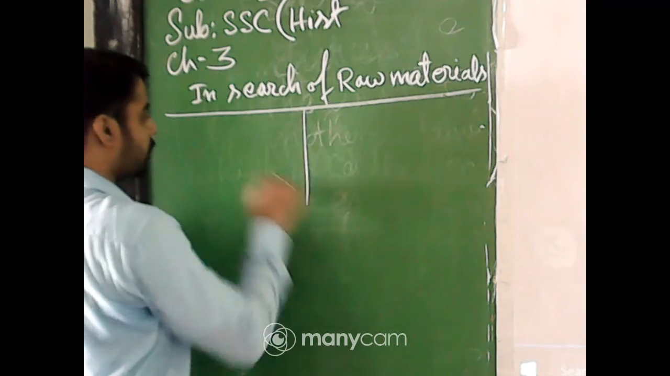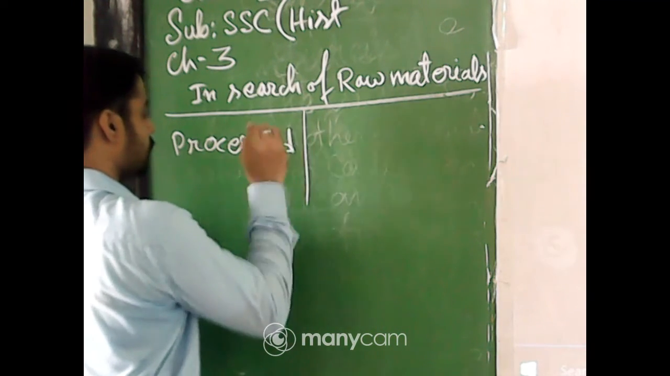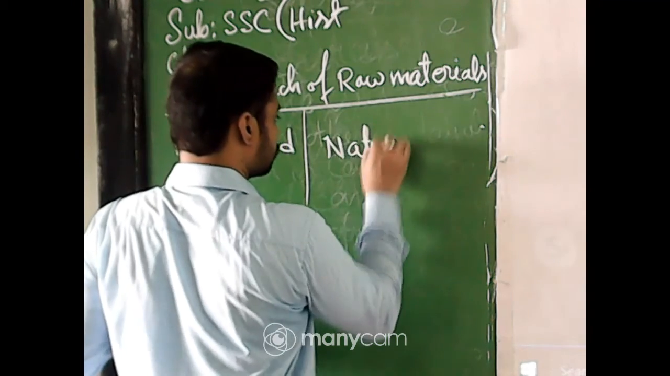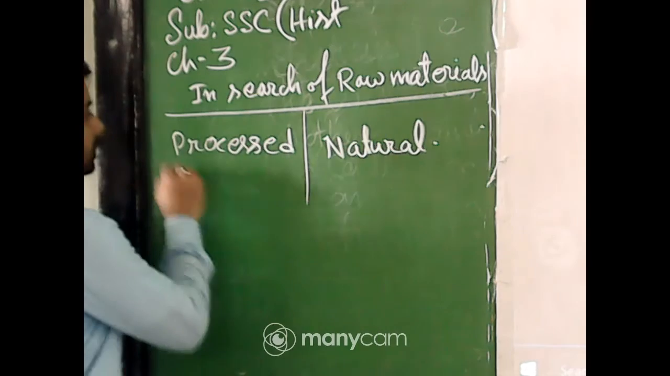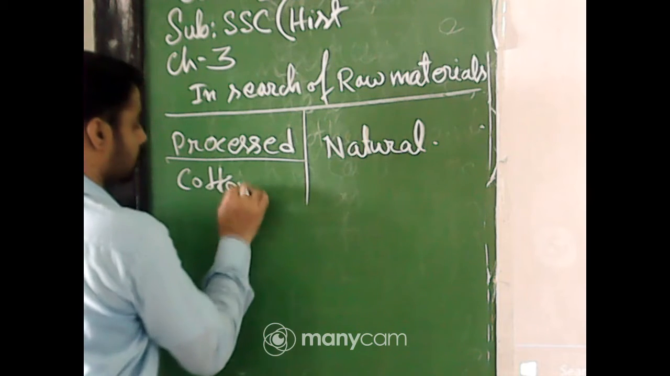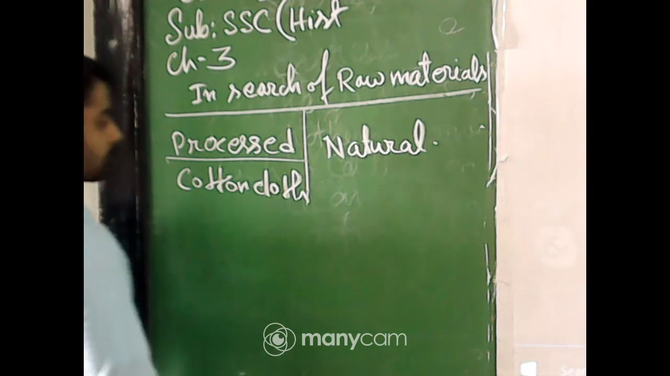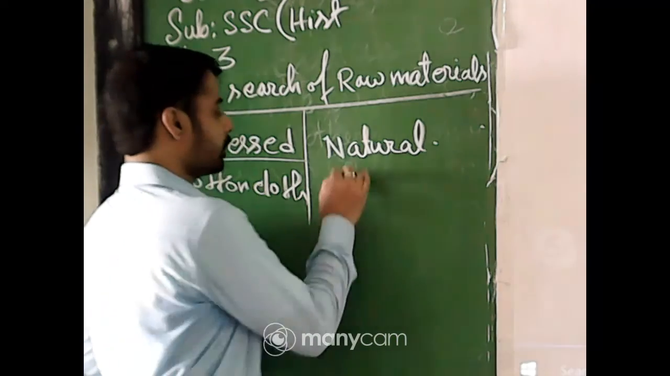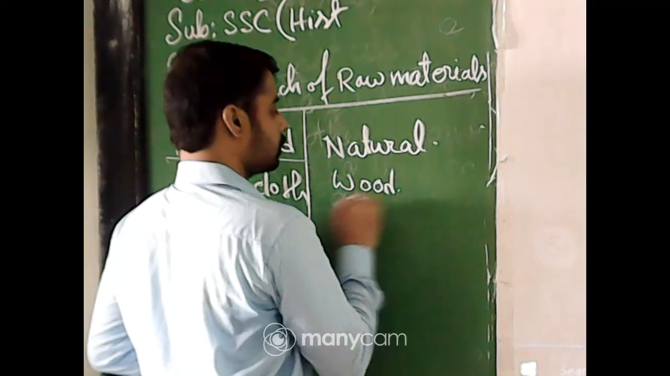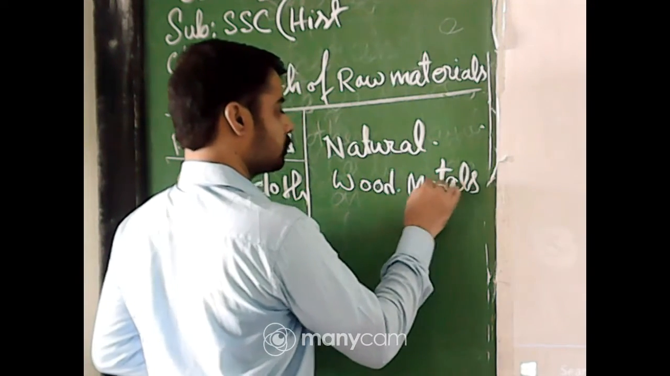So there are two types of material: processed and natural. Processed material is the cotton cloth. And natural material is wood, metals.